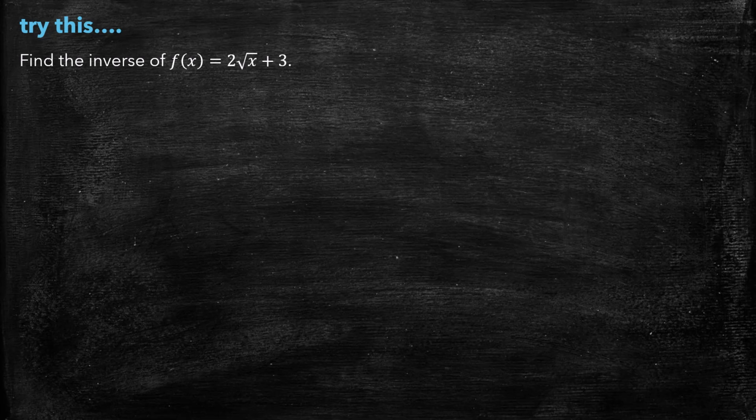We're going to do this kind of intuitively. And to do so, let's just pick a number. Let's just find what f of 16 is. So f of 16, we would plug 16 in for x, and we would do the square root of 16, which is 4. 2 times 4 is 8, and 8 plus 3 is 11.